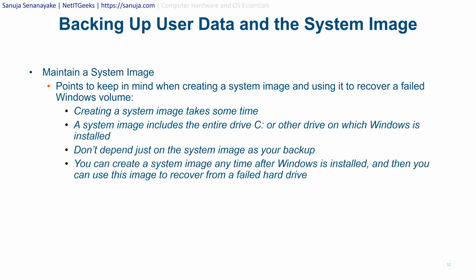A system image includes the entire C drive or other drive on which Windows is installed. Don't depend just on the system image as your backup. You can create a system image anytime after Windows is installed, and then use this image to recover from a failed hard drive. A system image is mostly done for backing up the operating system as opposed to user data, even though user data may be backed up in the system image based on where the user data is located. It is basically created for backing up your operating system itself.